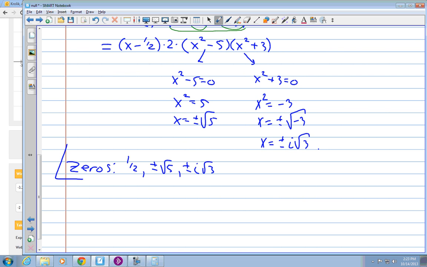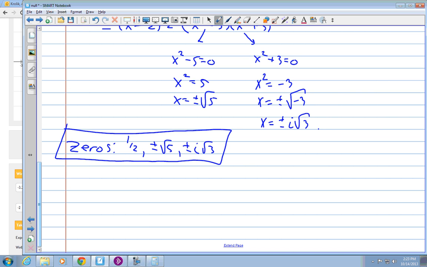So these are the zeros. Now, if the problem was also asking us to write it in linear factors, what are my factors? We have x minus 1/2. That was one of the factors. We had the 2, so let's not forget about the 2. 2 was one of the factors. And then we have x minus square root of 5, x plus square root of 5, and then we have x minus i square root of 3, x plus i square root of 3. So these are my 5 linear factors.